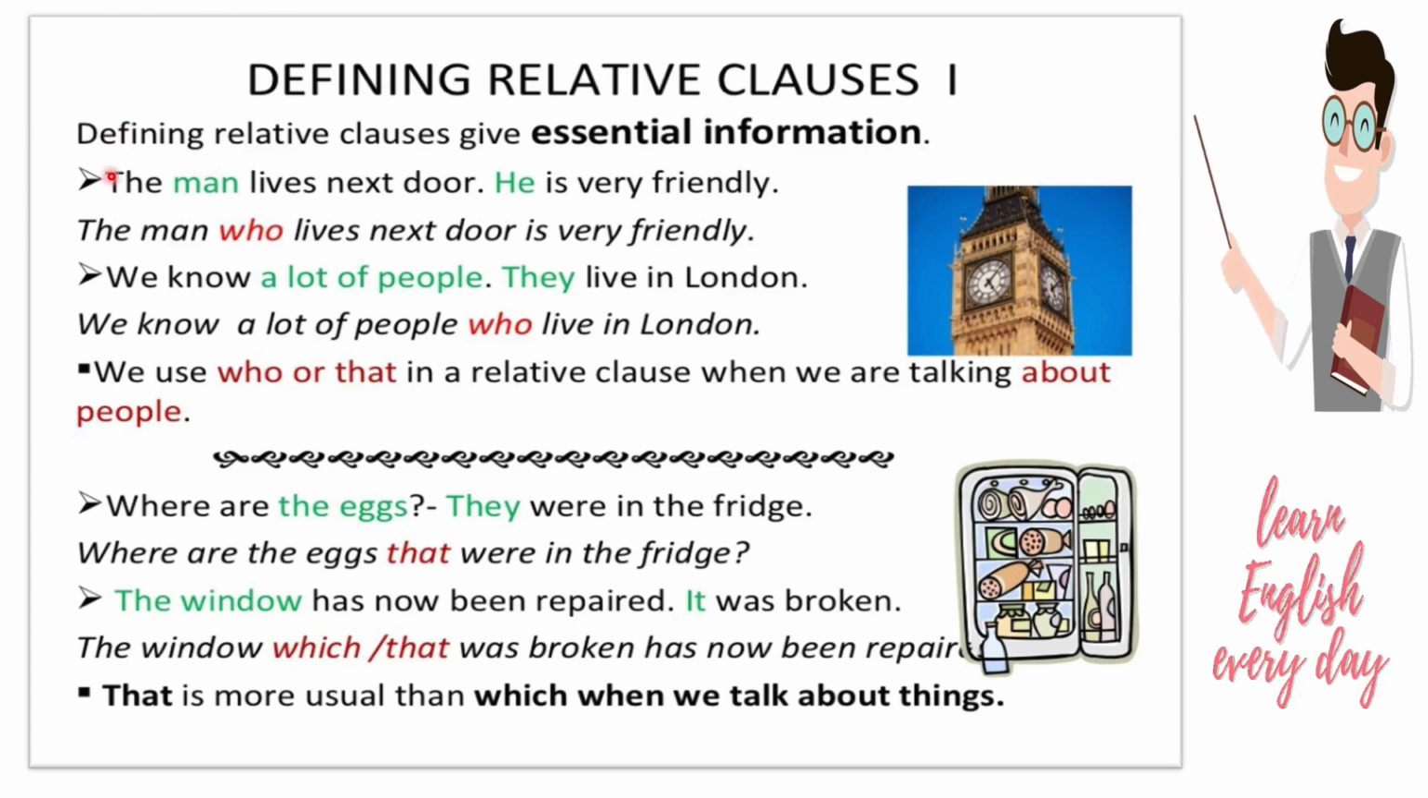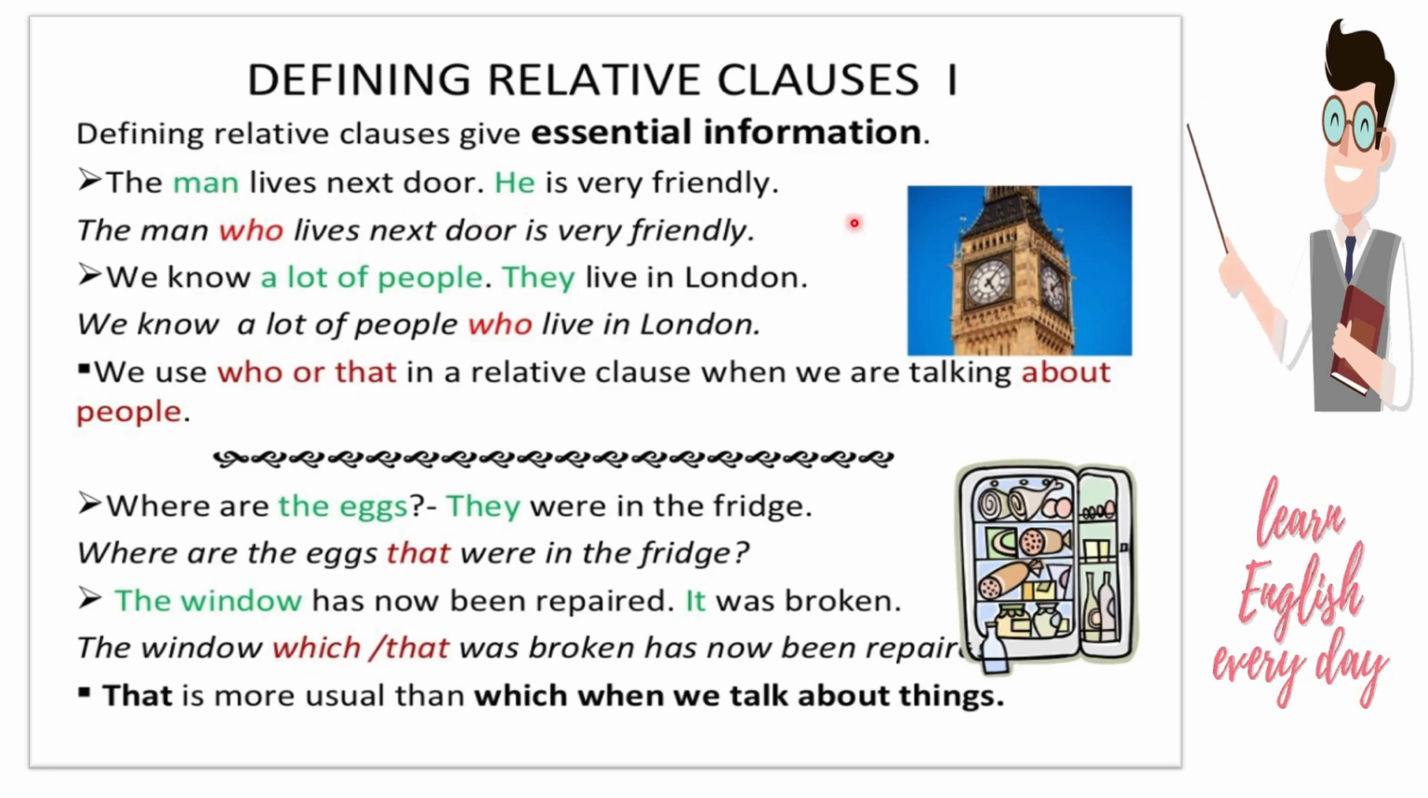In defining relative clauses, we discuss essential information. When it is essential, it is really important. Without the information, the sentence is not complete. Look at the example now. The man lives next door.